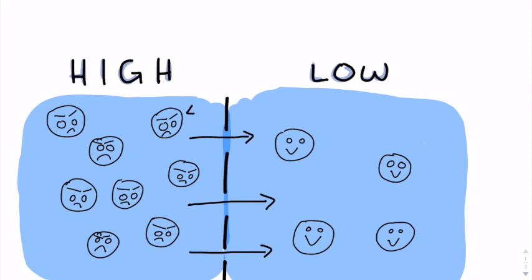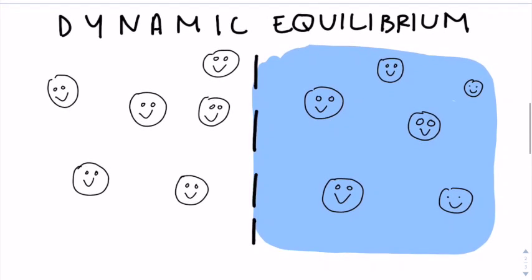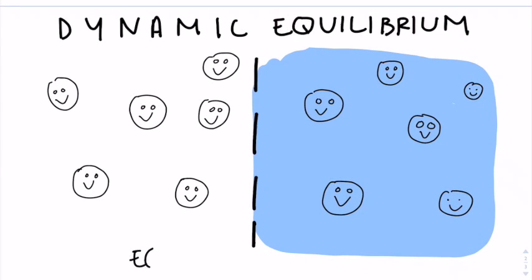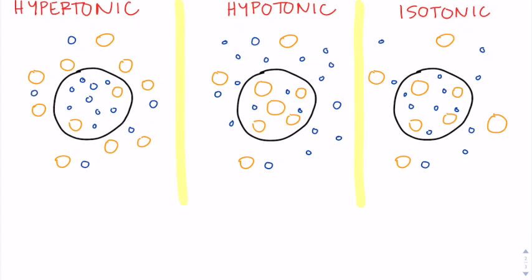The molecules diffuse from areas of higher concentration to areas of lower concentration. In doing so, they achieve dynamic equilibrium, where there is an equal amount of molecules on each side. So there is an equal amount of solutes here and an equal amount of solutes here. Now that you understand the role of concentrations and diffusion, let's look at three types of solutions. We have a hypertonic, hypotonic, and isotonic solution.